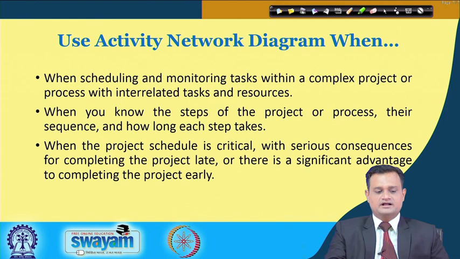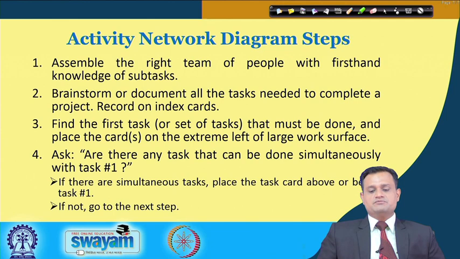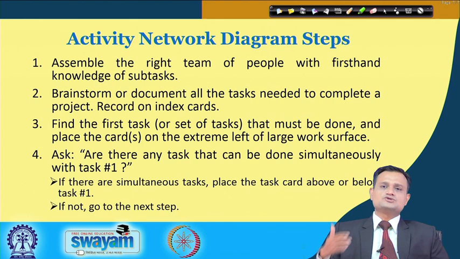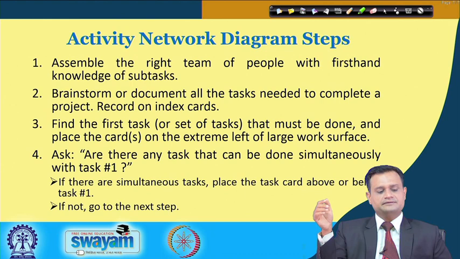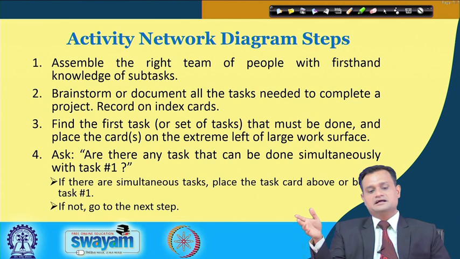So the steps are very simple. Assemble the right team of people with first-hand knowledge of the subtask, because this is where your past experience and knowledge is very much required to decide about the activities and their nature as well as their description. Brainstorm or document all the tasks needed to complete a project, record them on index cards, find the first task, the set of tasks that must be done first, and place the card on the extreme left. As I said, you will have source and sink, so extreme left and right of the large work surface.